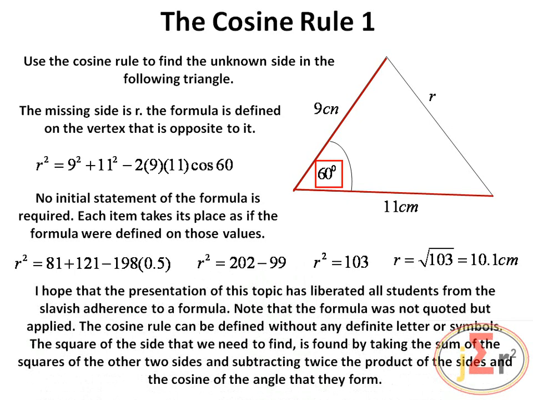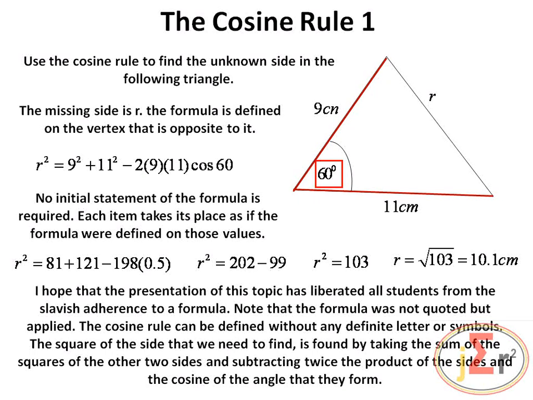I hope that the presentation of this topic has liberated all students from the slavish adherence to a formula. Note that the formula was not quoted but applied. The cosine rule can be defined without any definite letter or symbols. The square of the side that we need to find is shown by taking the sum of the squares of the other two sides and subtracting twice the product of the sides and the cosine of the angle that they form. That may just be a mouthful, but let us see if we can make some sense out of it.